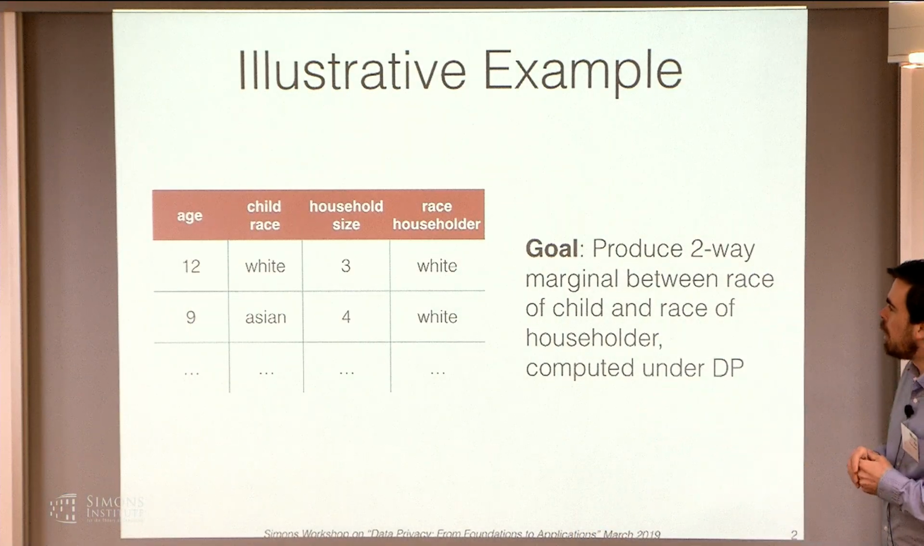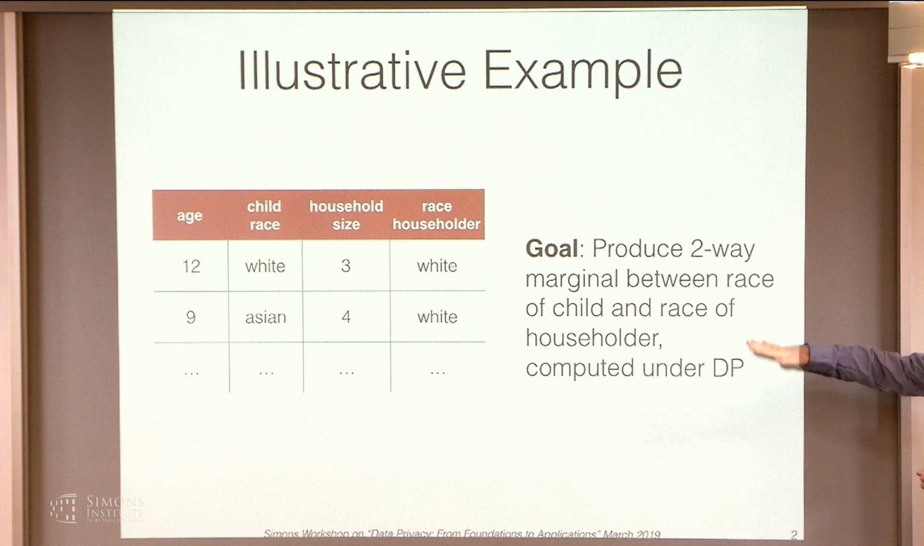But just to set the stage, I want to consider a hypothetical analyst. Imagine there's this analyst who's collected data from, say, a census. And their goal is to produce, say, a two-way marginal between the race of a child in a household and the race of the householder. Okay, and they want to do this under differential privacy.